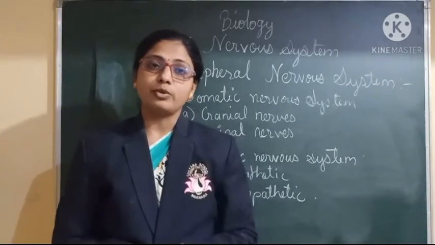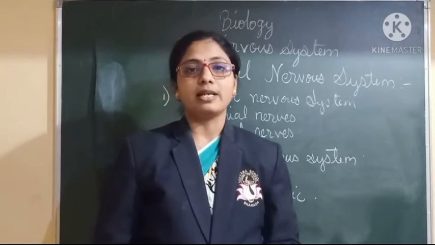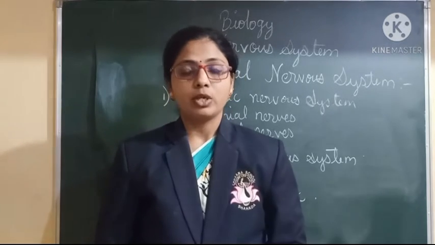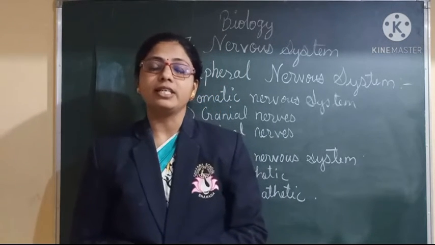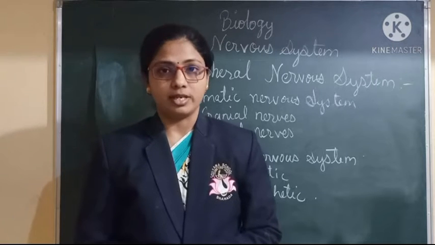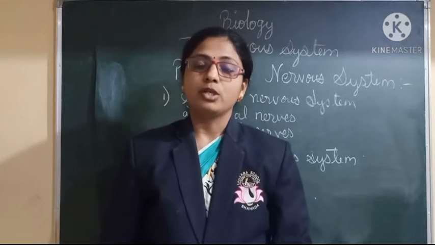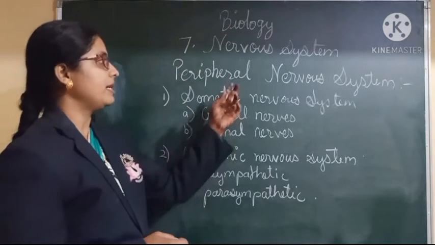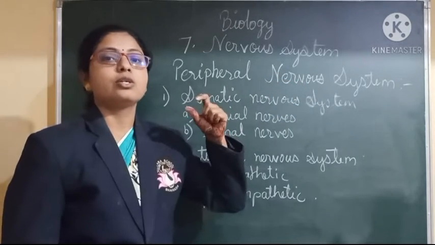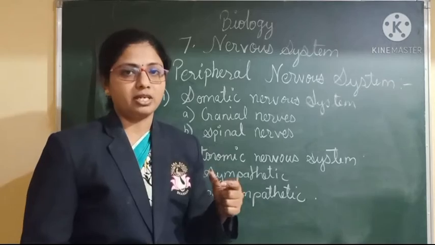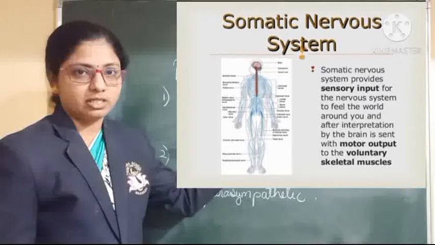Now next we are going to see the next part which is a division of the nervous system, that is the peripheral nervous system. The peripheral nervous system has the nerves which are connected to other parts of the body. That is why its name is given as peripheral nervous system. Let us have a look at it. Mainly it consists of two parts, the somatic nervous system and the autonomic nervous system. First we are going to study the somatic nervous system.